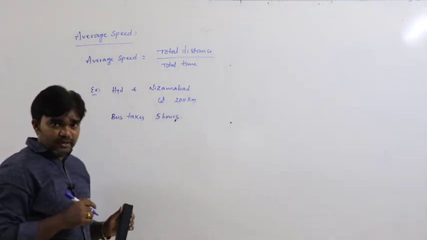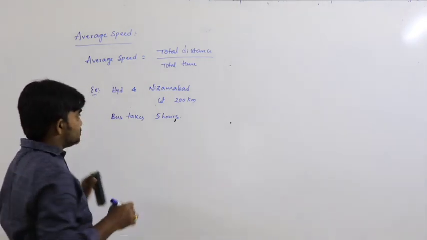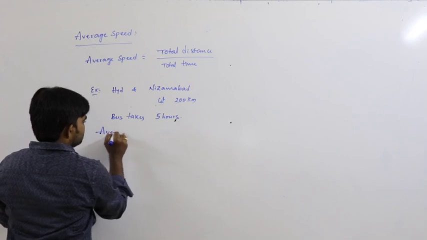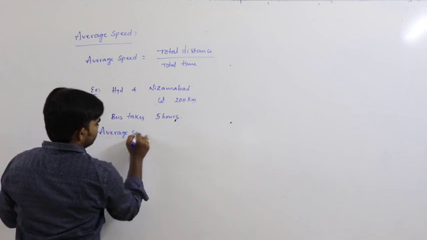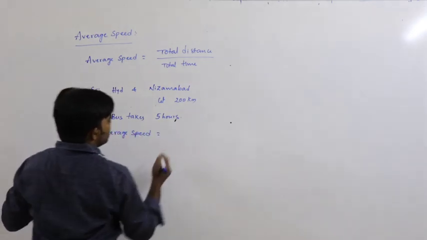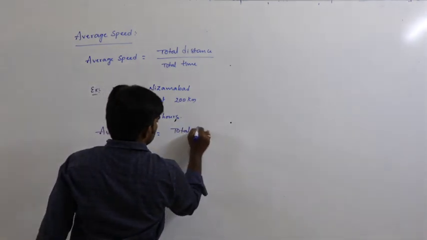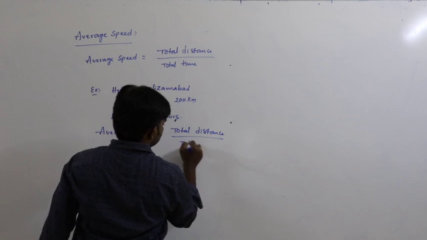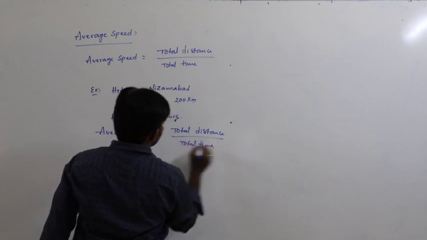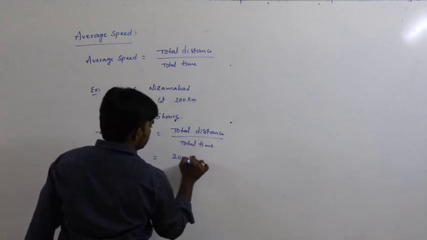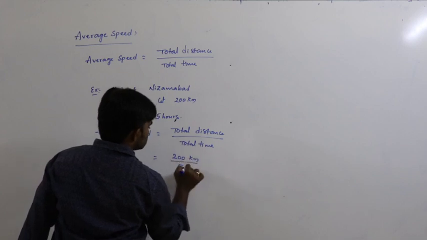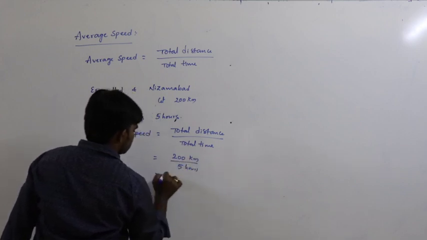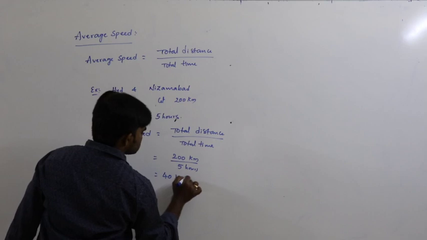What is the average speed here? How can you calculate the average speed here? So average speed is total distance by total time. So total distance is 200 kilometers, total time is 5 hours. So that is 40 kilometers per hour.